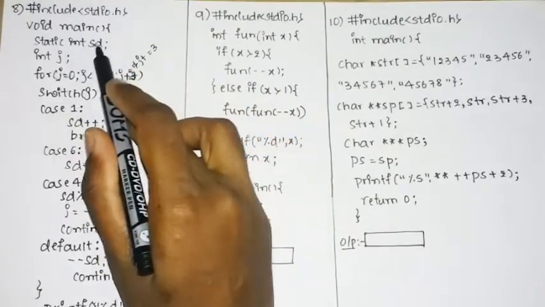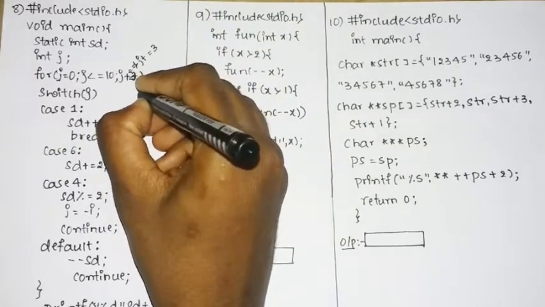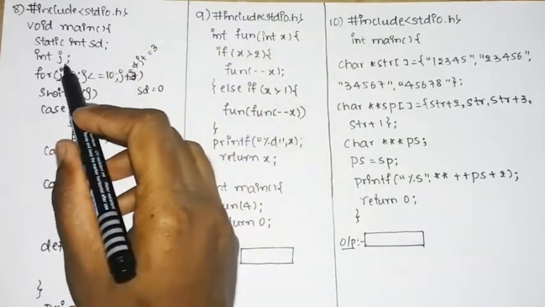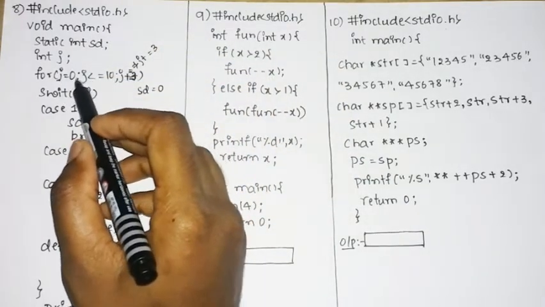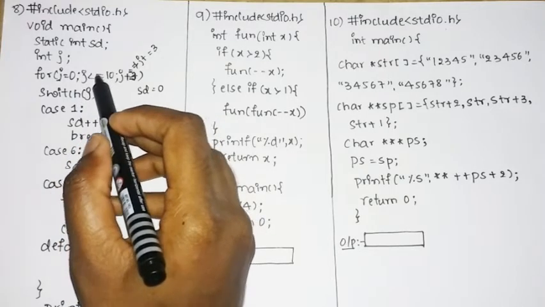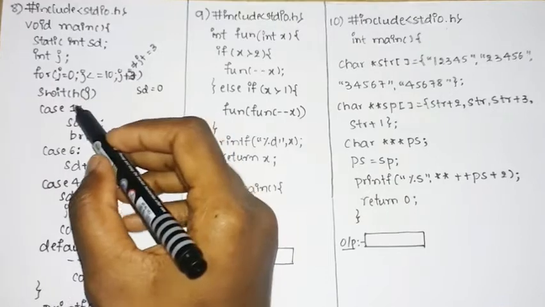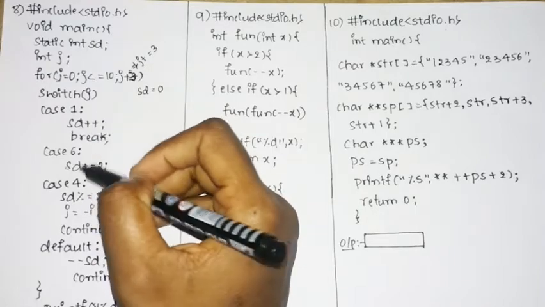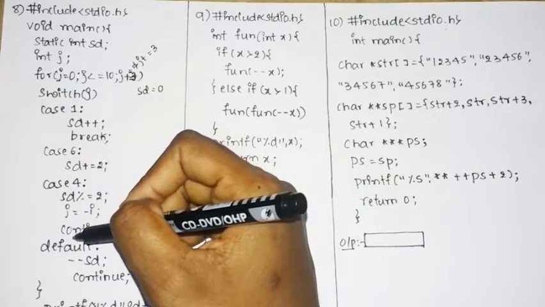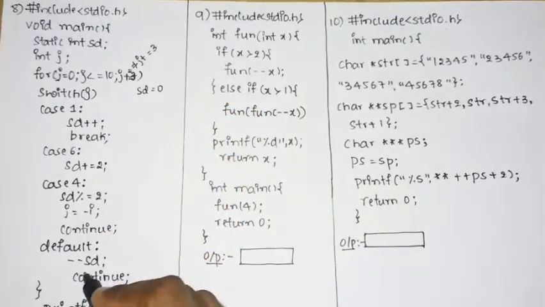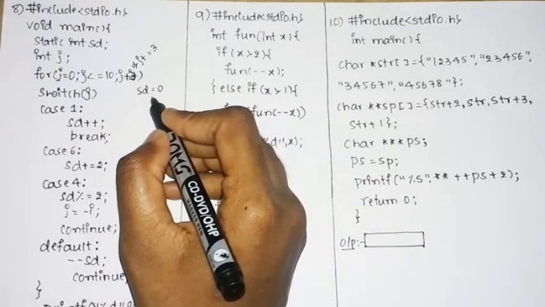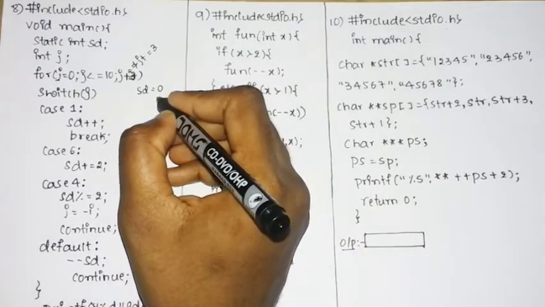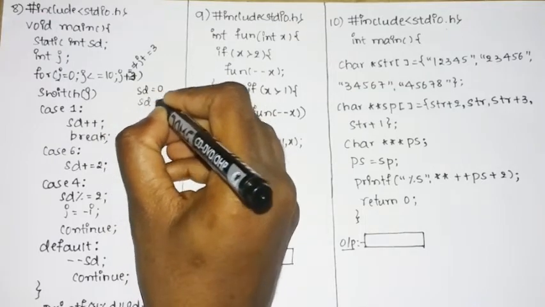Initially, static int st. Since it is static, we shall initialize st to 0. Next, they have declared j, and j is equal to 0. Initially 0, so 0 is less than or equal to 10, the condition becomes true, switch of 0. But there is no case 0, so if the cases do not match, then the default is executed. You can see minus minus st. Initially st is 0, and minus minus st means you decrement the value by 1. So now the value of st becomes minus 1.